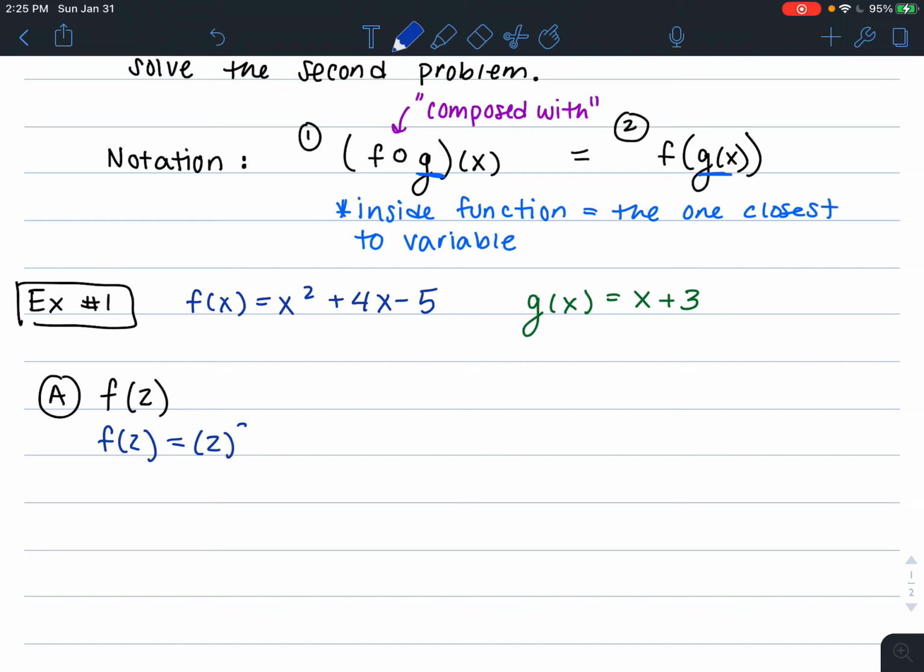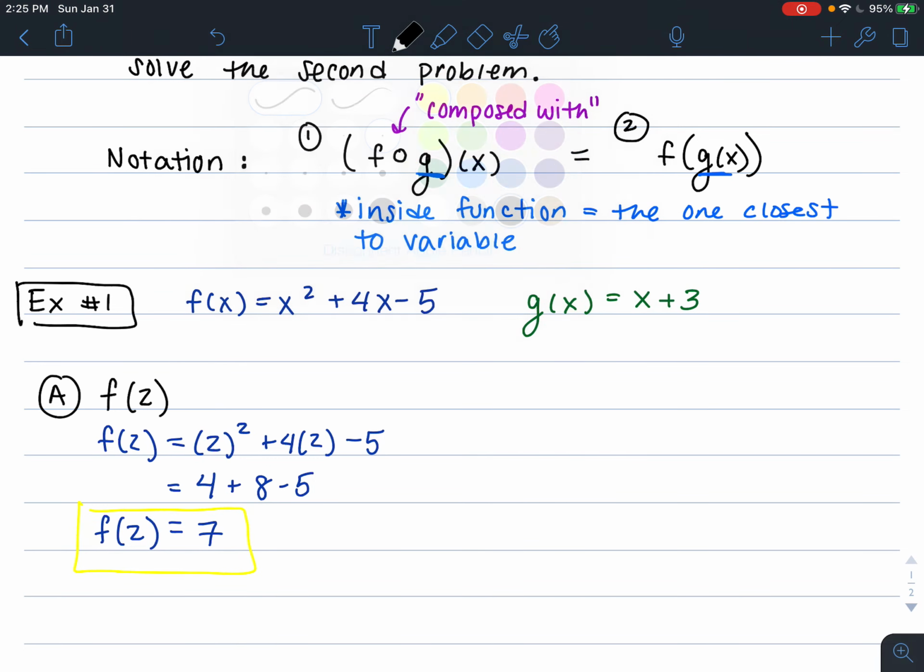So I'm going to do 2 squared plus 4 times 2 minus 5. 2 squared is 4, 4 times 2 is 8. 4 plus 8 is 12, minus 5 is going to give me 7. So f of 2 is 7. There's our first answer. That was just a basic function question. Now let's actually build in some composition. For our second problem, I want us to find g of f of 2.